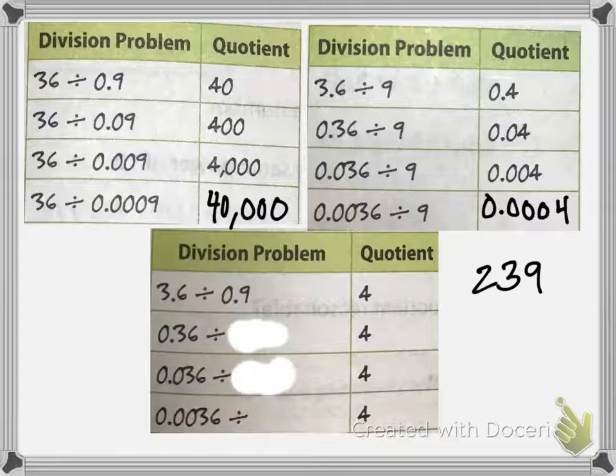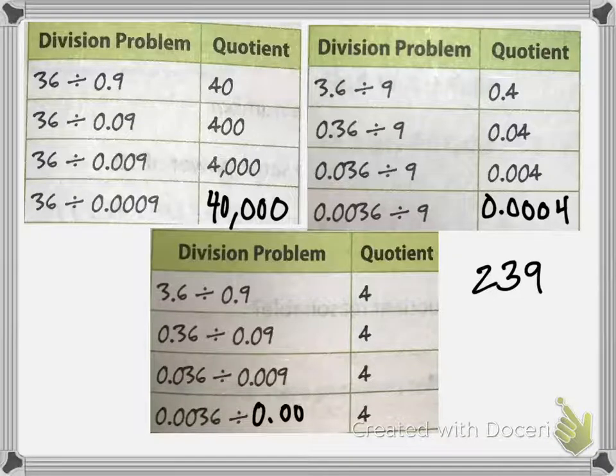So for the next one, Lior, what do we get? 36 hundredths divided by what is equal to 4? 0.09. Perfect. 9 hundredths. What about the next one, David? What is 36 thousandths divided by what equals 4? Perfect. 9 thousandths, 0.009. Nathan, what about the last one? What is 36 ten thousandths divided by what equals 4? 0.0009? Yes. Perfect job, you guys.